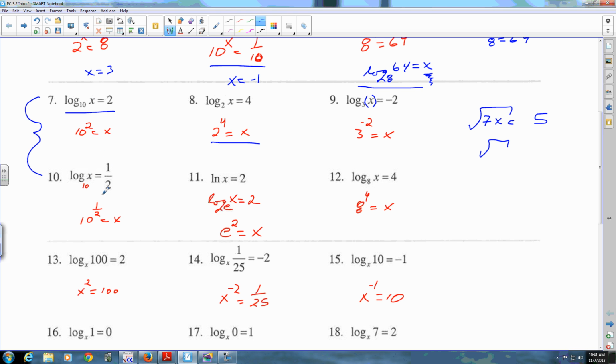Oops. And here I'm saying, can you translate it? And I can't. 10 to the half is x. Good grief. The base of this is e. E squared is x. 8 to the 4th is x. Again, there's no reason for this being used as a logarithm.